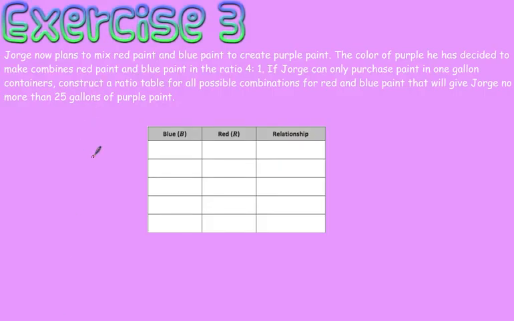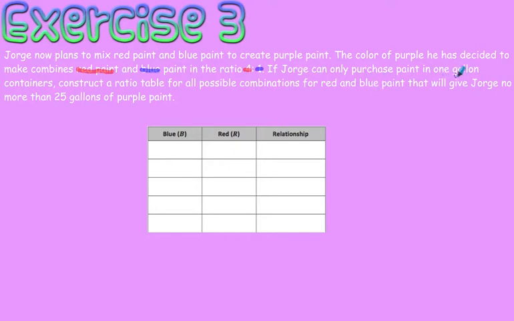Alright, so now we're going to take it a step further. George now plans to mix red paint and blue paint to create purple paint. Remember, the purple paint ends up being our total amount of paint. The color of purple he has decided to make combines red paint and blue paint in the ratio of 4:1. So again, let's highlight our important information here. Red paint is 4 and blue paint is 1.